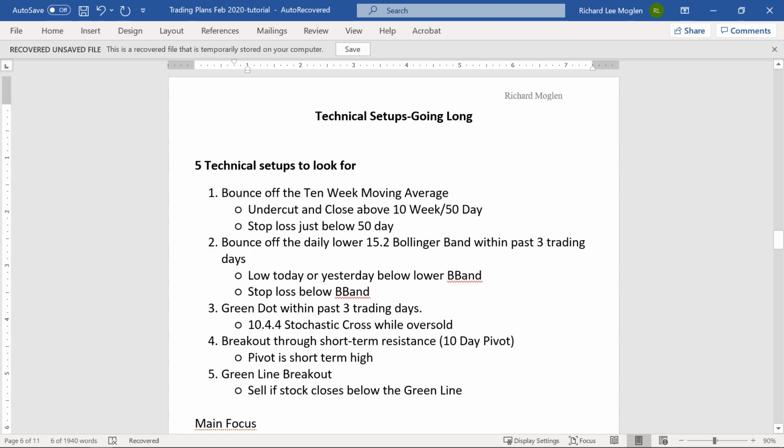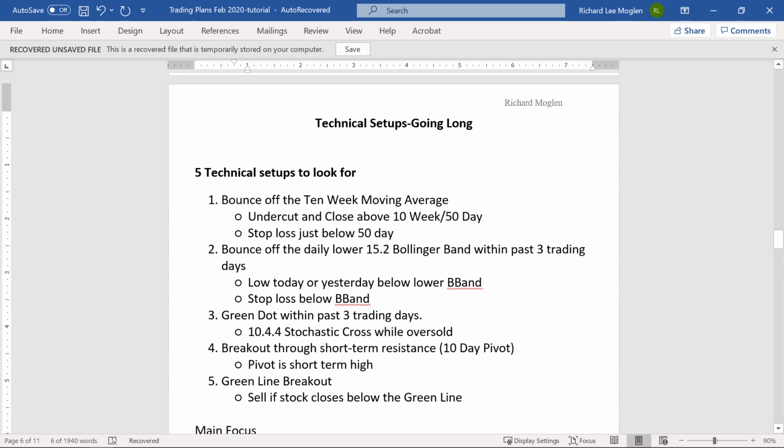But getting to the setups that I use, a lot of these are developed from Dr. Wish, so I've taken his style and made it my own a little bit. And the first one we're going to cover is the bounce off the 10-week moving average, which is basically defined as an undercut and close above the 10-week or 50-day moving average. And for this one, you want to set your stop loss just below the 50-day moving average, or use a standard percentage stop like I use, which is my go-to, 3.5%.